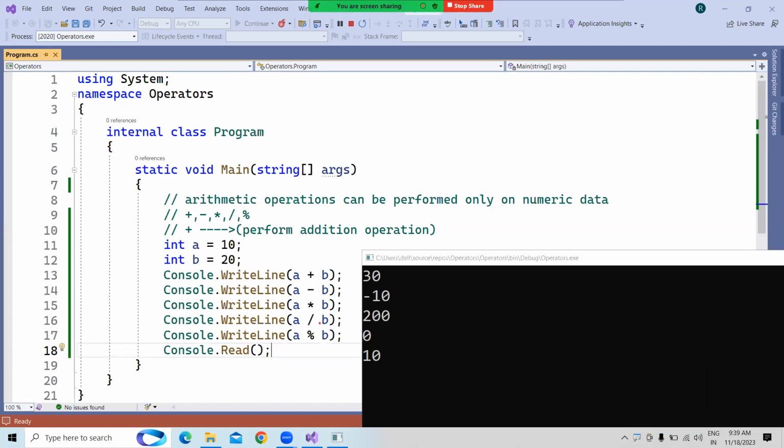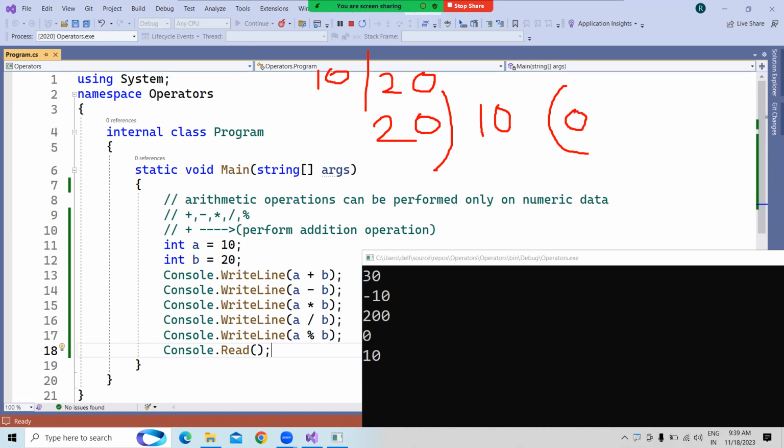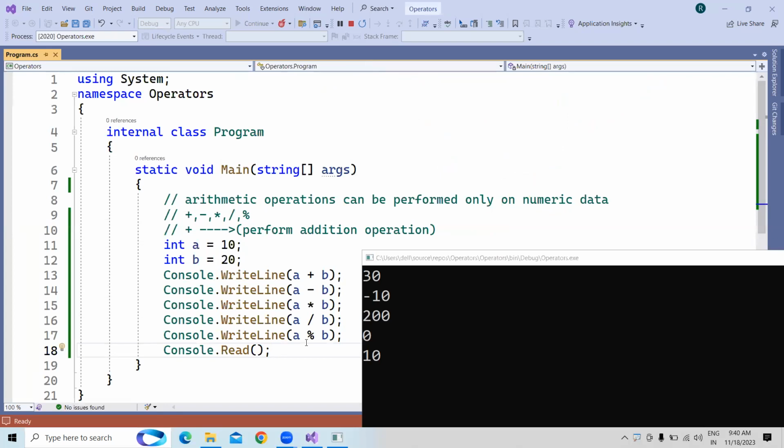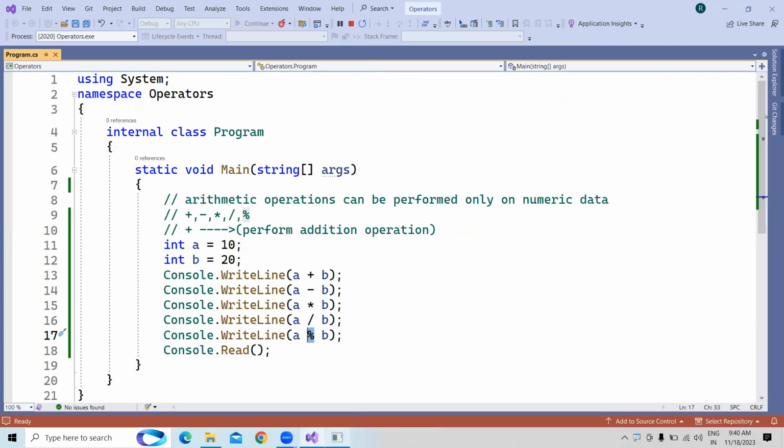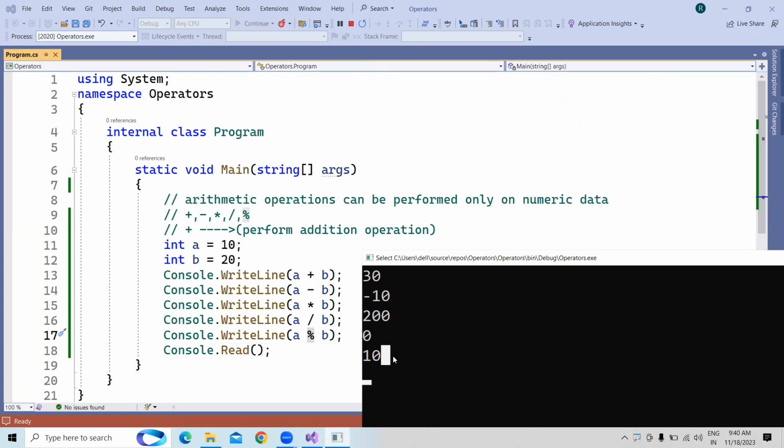A by B means 10 by 20 is being performed. Now divide 10 with 20. How many times can it divide? No times, so 0. 20 into 0 is 0. Then we have 10. So what is the result? 0. What is the remainder? 10. You can observe that when you use the modulus operator, the result is 10. 10 is the remainder, which we just performed, and the result of the division is 0.